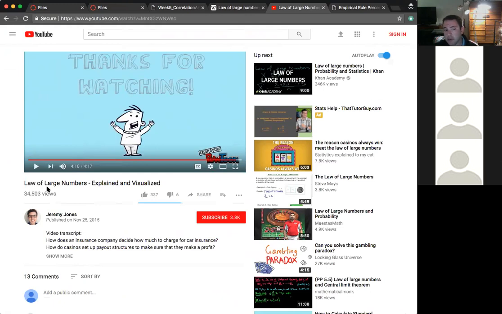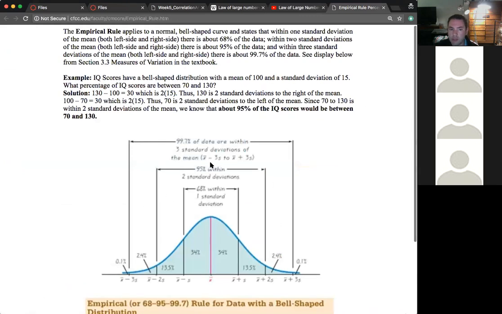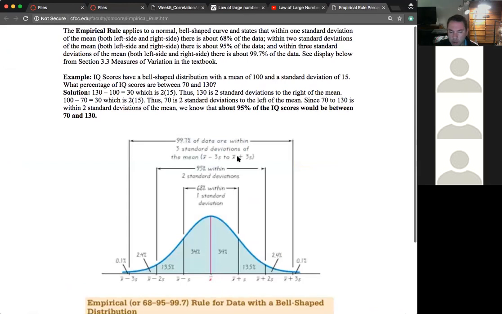And because of the law of large numbers, it then follows that we can estimate that plus minus 1 standard deviation, we have about 68% that falls within 1 standard deviation, within 2, 95%, and within 3, 99.7%.